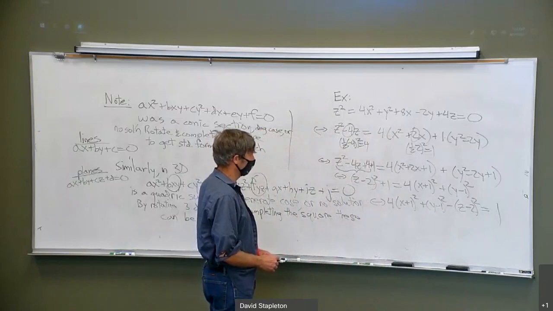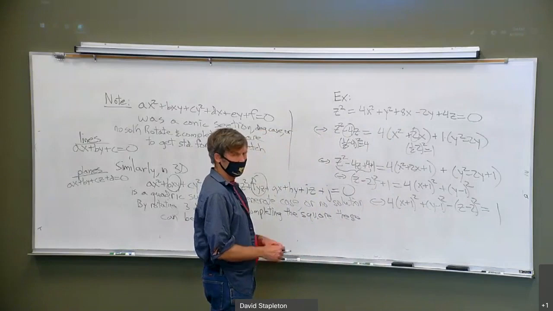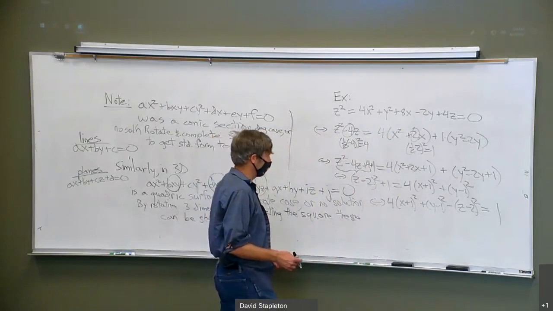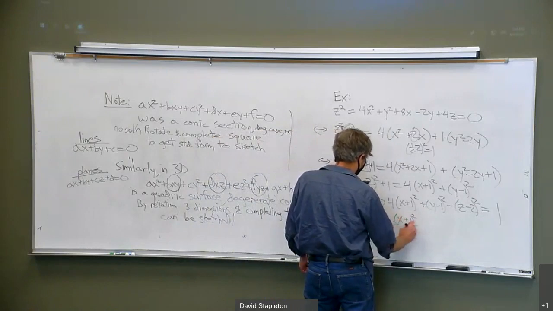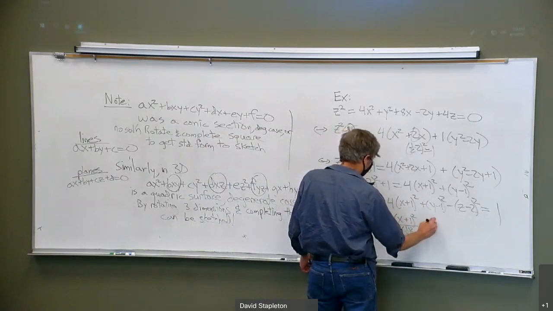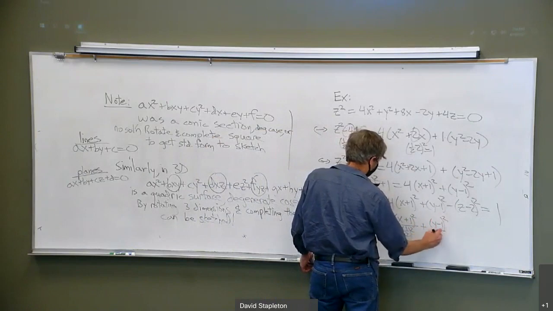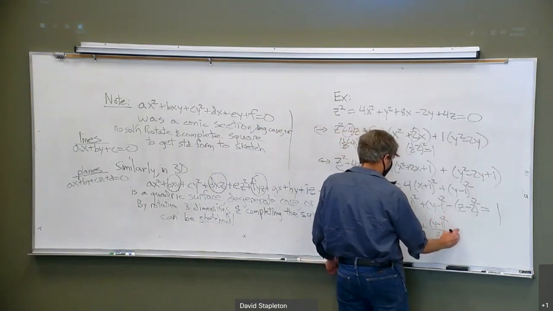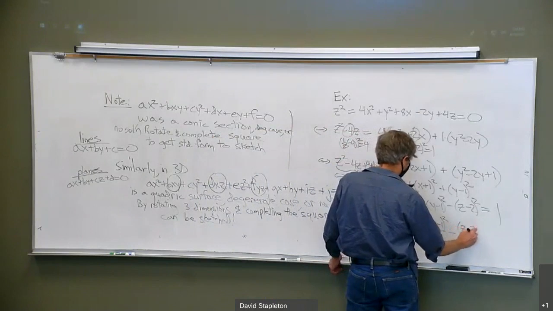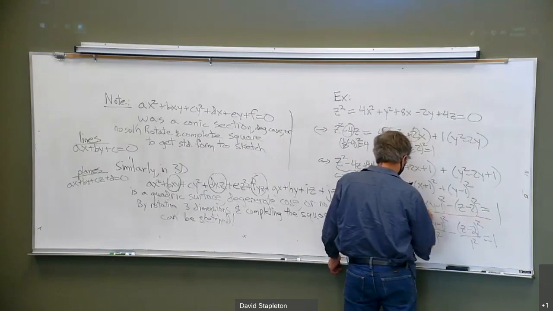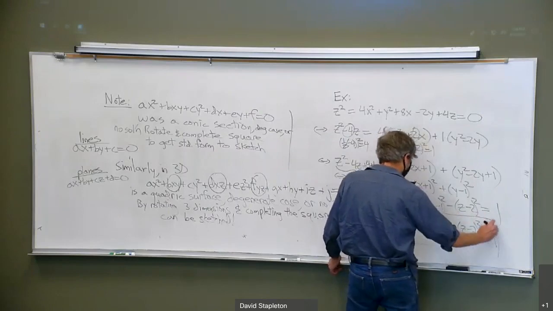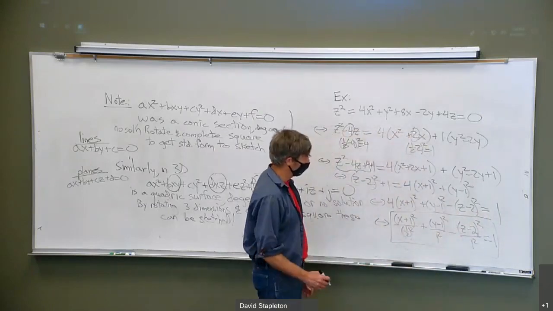What am I trying to do with this? Well, I'm trying to get it in standard form with a translation. So I'm going to rewrite this now as (x plus 1) squared over (1/2) squared. 1 over (1/2) squared is 4. Plus (y minus 1) squared over 1 squared, minus (z minus 2) squared over 1 squared equals 1. And there we go. Here is the standard form for a hyperboloid of one sheet.